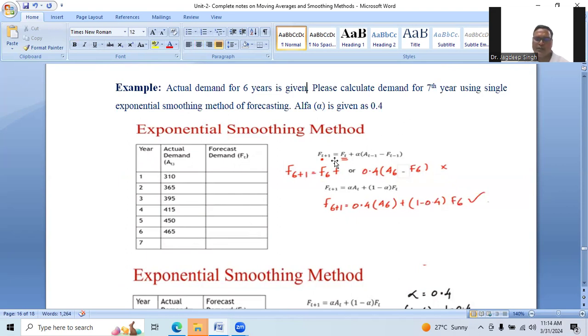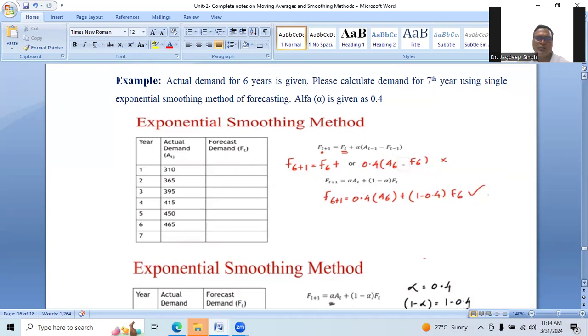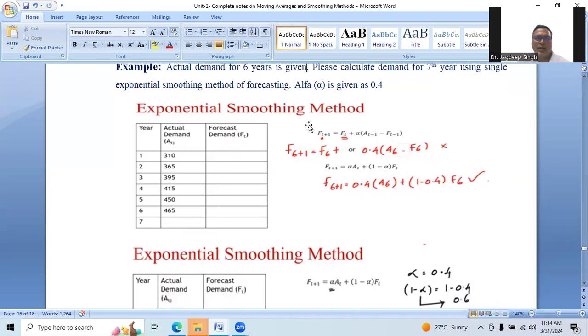The formula is F(t+1) is equal to alpha A(t) plus (1 minus alpha) F(t). There is another form of the same formula, so that we can simplify it in this format. Normally I use this one, F(t+1) equals alpha A(t) plus (1 minus alpha) F(t). It is easy to use, so I recommend you use this one. Alpha is given to be 0.4, so 1 minus alpha would be 0.6.